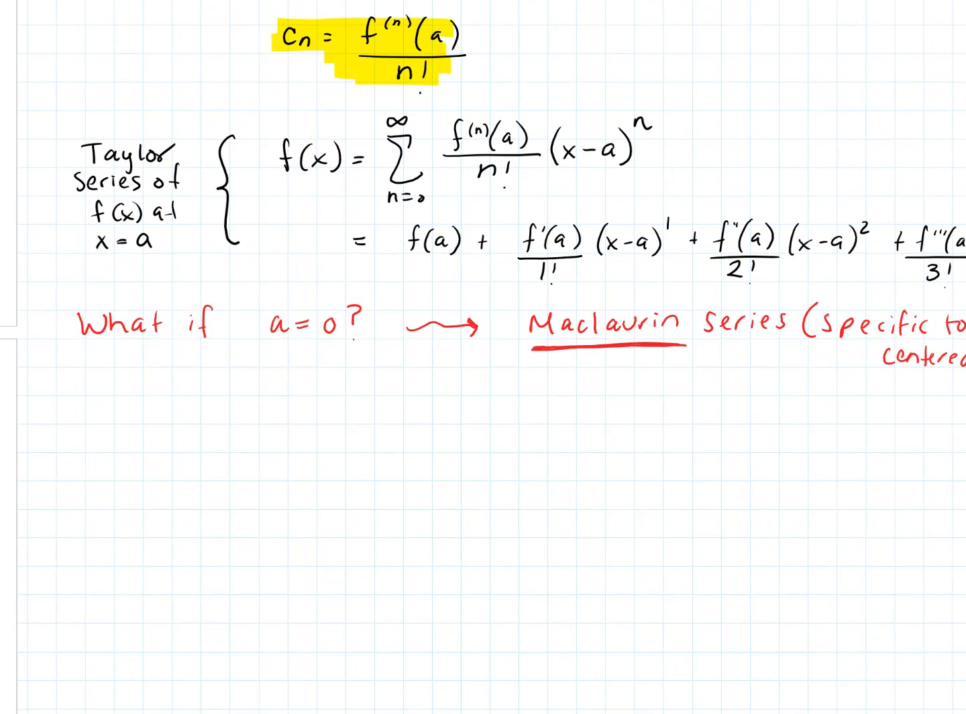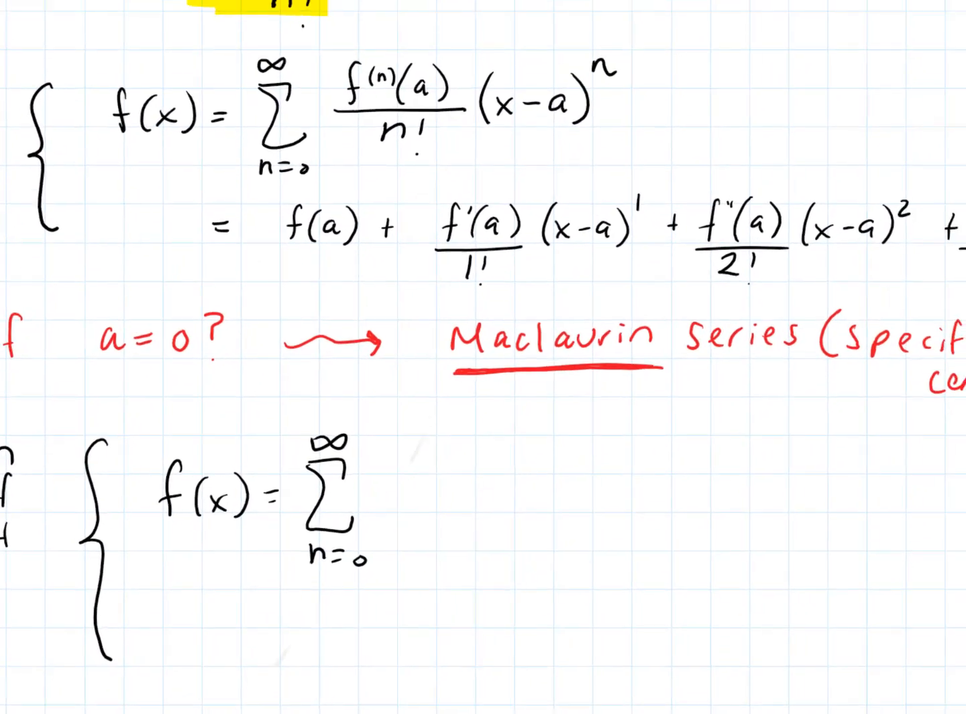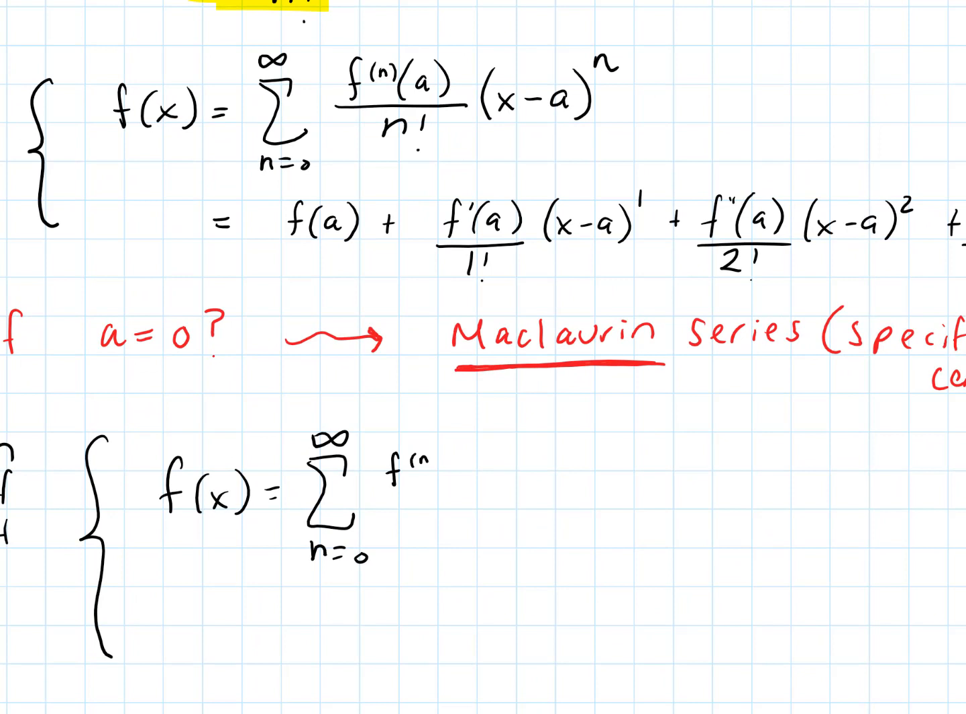Again, just a specific Taylor series. The Maclaurin series of f of x at x equals 0, being specific to the 0 here, gives us f of x as the power series from n equals 0 to infinity. This time, when we're looking at those derivatives, we plug in 0, over n factorial, and it's just going to be times x to the n because it's x minus 0.